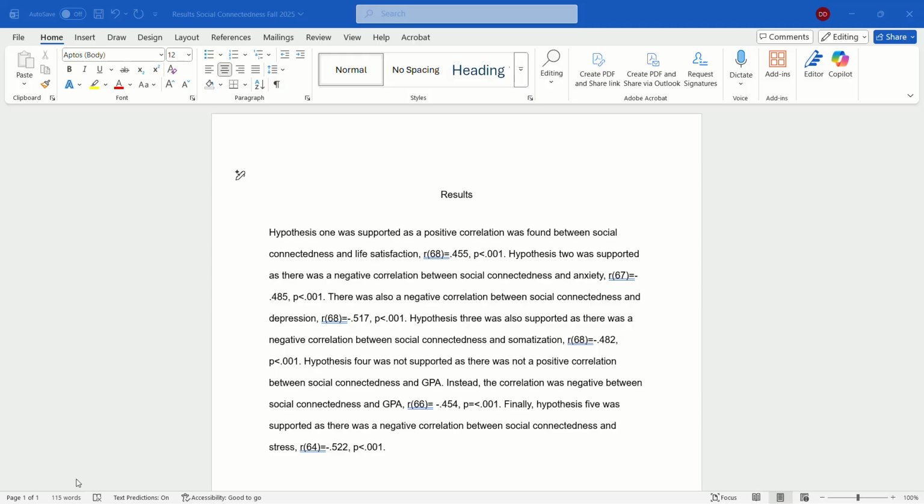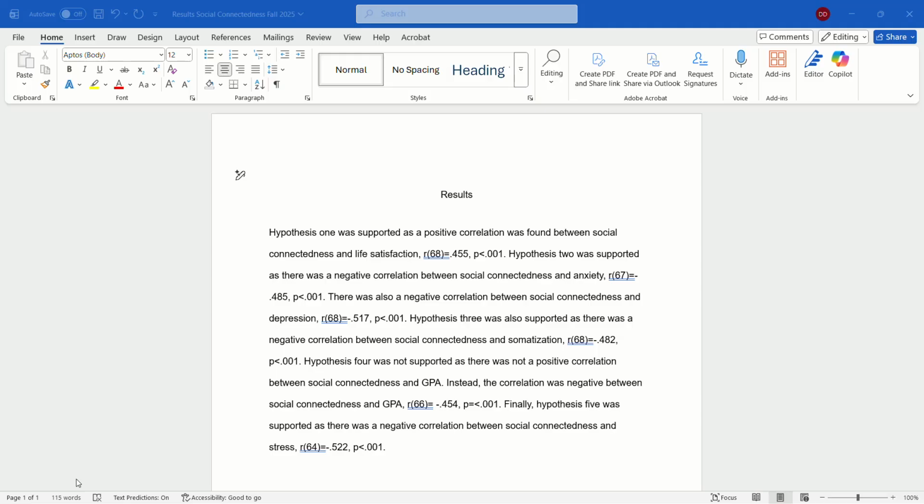And today I'm going to be talking about how to write up the discussion section of the APA manuscript. So I'm going to start with the results. And these are results that were analyzed by me, and this is part of your paper.